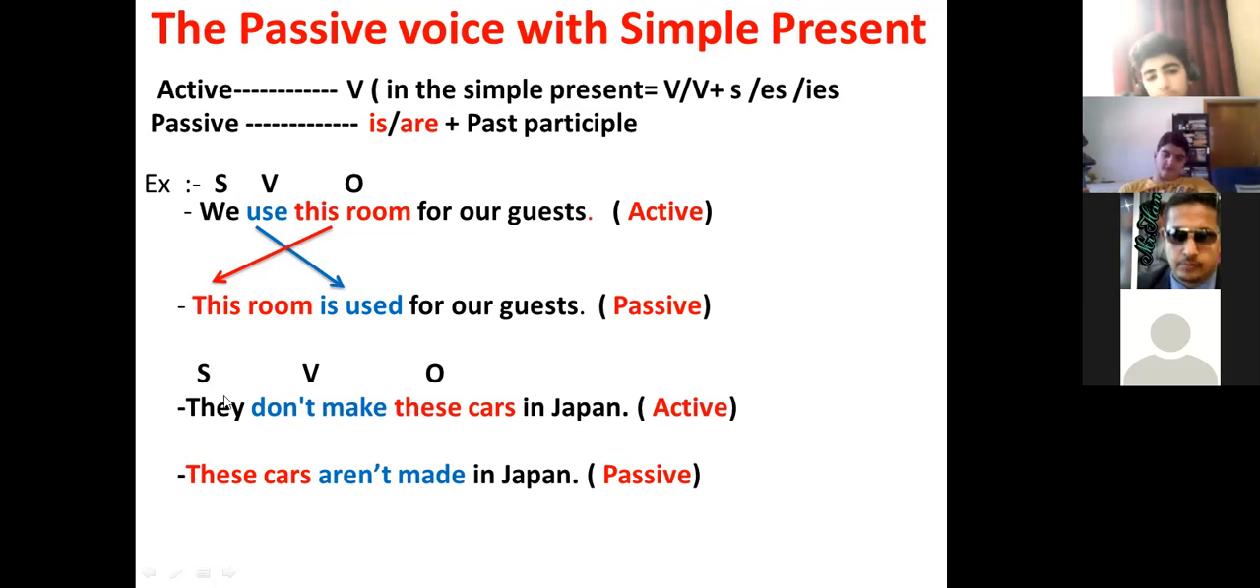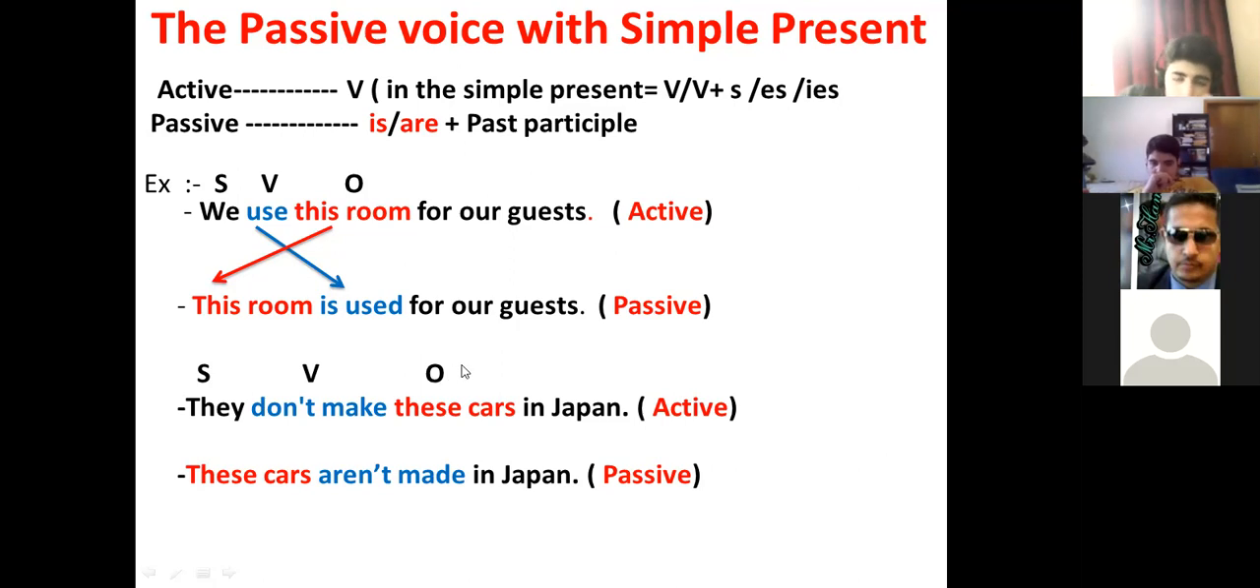How do we change this sentence from active to passive? At first, we determine the parts of speech. What are the parts of speech? Subject, verb, object.